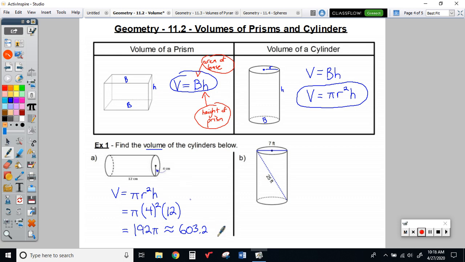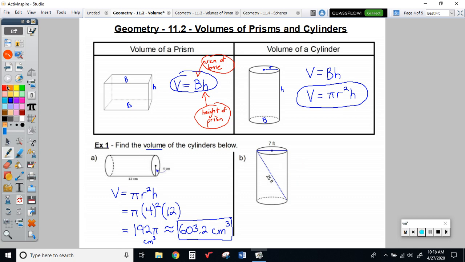And units are included, centimeters. Now we're multiplying, so this is like 4 centimeters times 4 centimeters times 12 centimeters. So centimeters times centimeters times centimeters. For volume, it's always going to work out this way: centimeters cubed. So be careful that you're doing units appropriately there. Centimeters cubed, not centimeters squared. It's not area anymore, it's volume. So the exact answer would be like that, centimeters cubed, and then to the nearest tenth, 603.2 centimeters cubed.